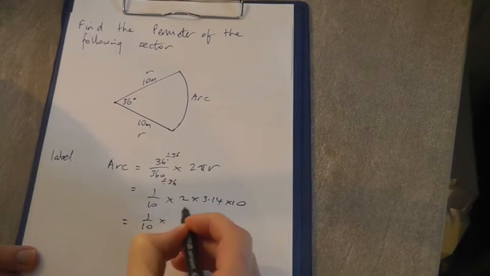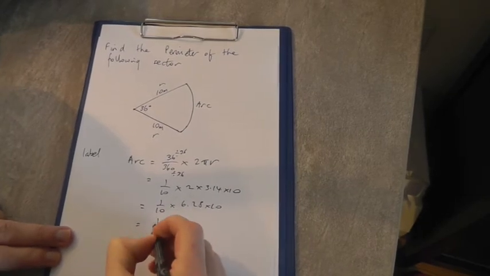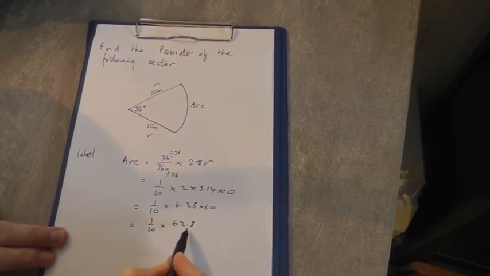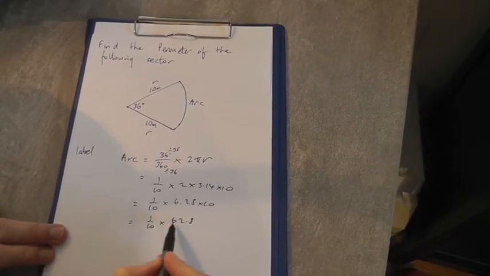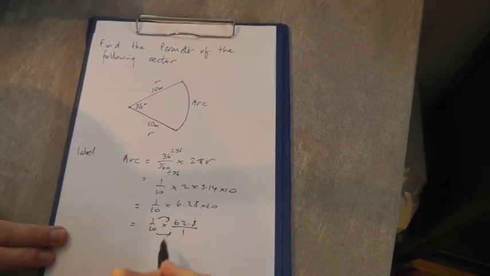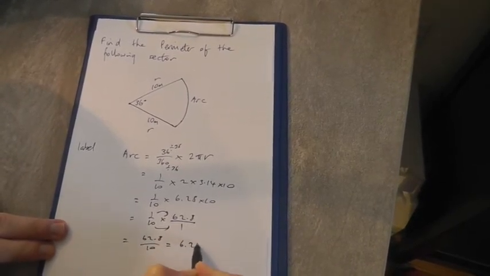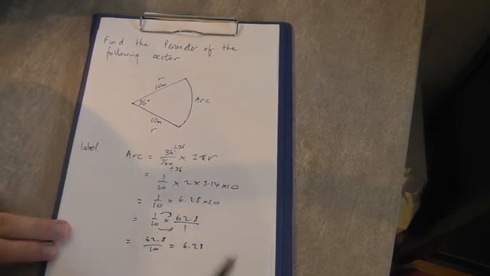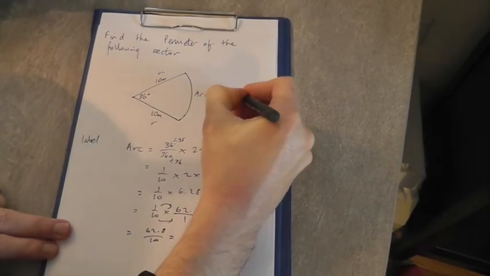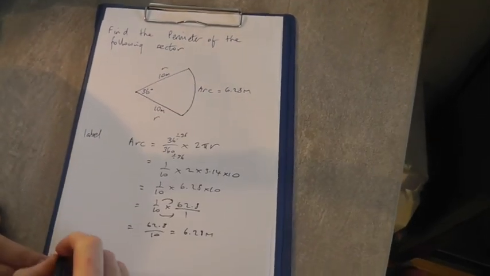2 multiplied by 3.14 is 6.28, and 6.28 multiplied by 10 is 62.8. And 62.8, if I want to multiply it by a tenth, I must turn this into a fraction, and that's 62.8 over 1. And we're multiplying fractions top by top, bottom by bottom, and we get 62.8 divided by 10, which is 6.28. And our units in this case are meters, so that's 6.28 meters. So I now know the arc is 6.28 meters.